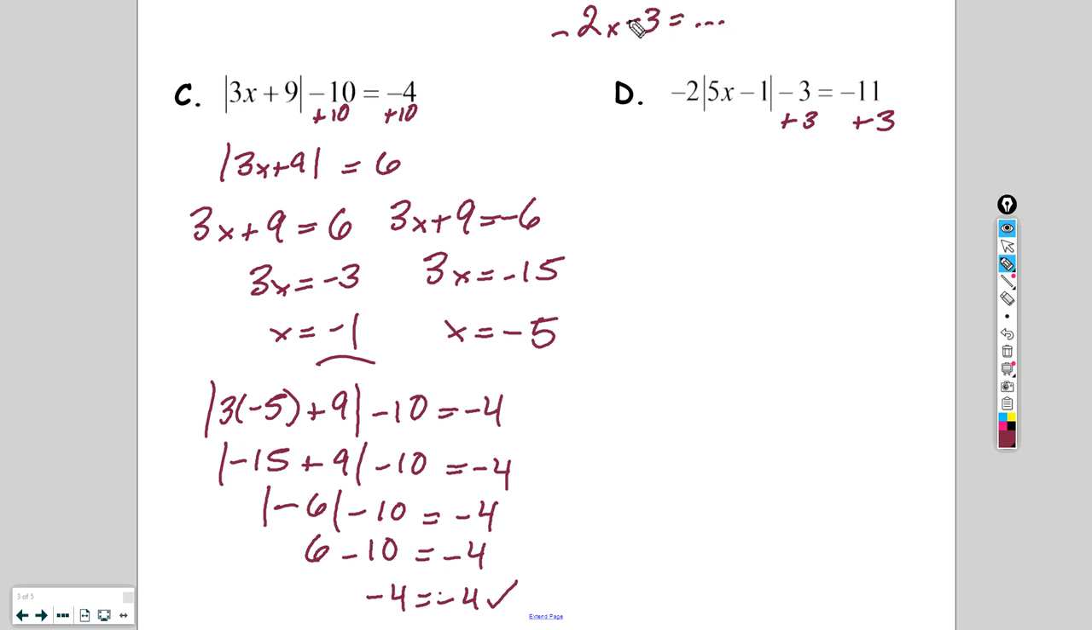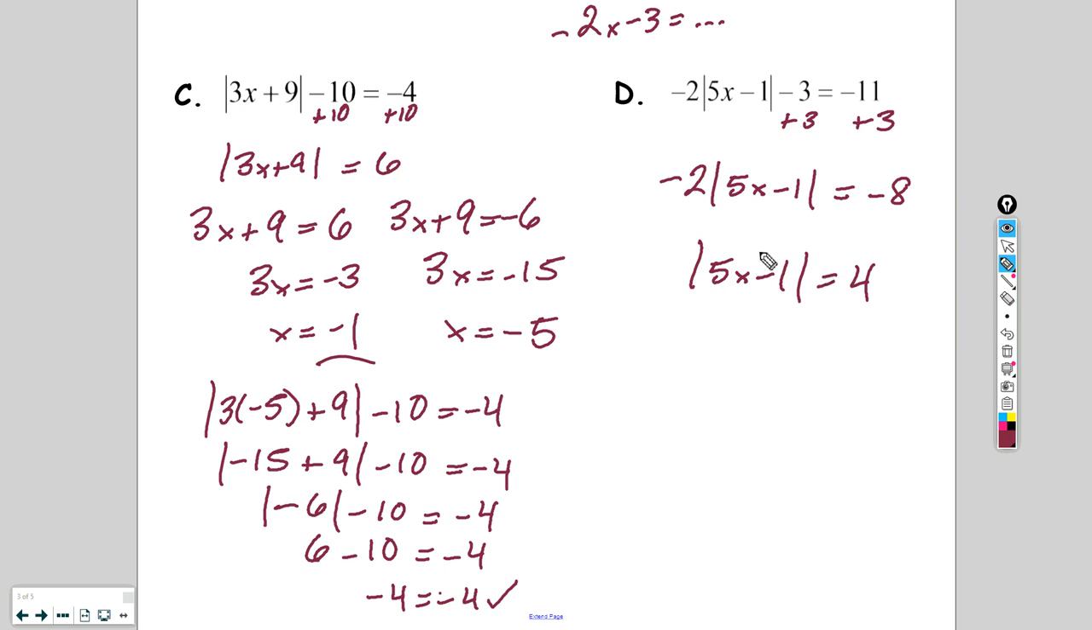Okay, and we'd do the same thing that we would do with this equation. We'd add 3 first, then divide by -2 to get x by itself. So it's the same steps to solve. So we get -2 times the absolute value of the quantity 5x minus 1 equals -8. Now we're going to divide by -2 on both sides. And that's going to isolate our absolute value. So we have the absolute value of the quantity 5x minus 1 equals 4.